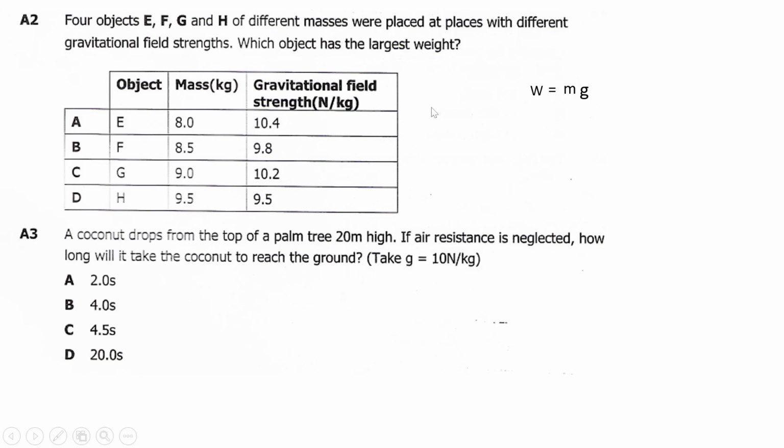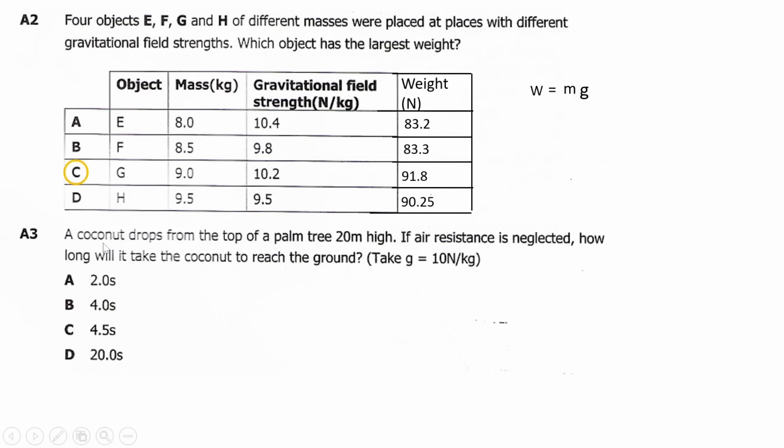So for us to find the weight, I added a column here which I indicated as weight in Newton. So I'll be getting this value times this value, meaning I'll get mass, put it here, times gravity there. I'll get this times that, and I'll get this value, for each of the objects. Now, since the question says which object has the largest weight, when you compare these, it is this one here.